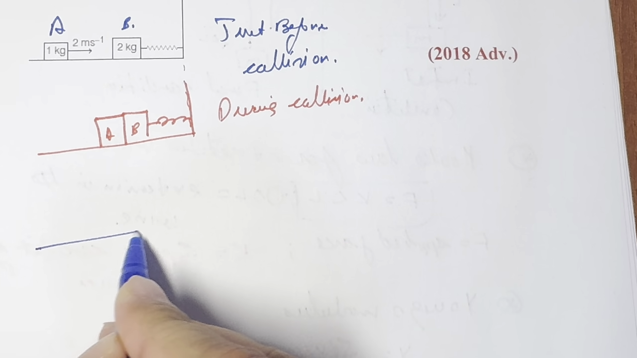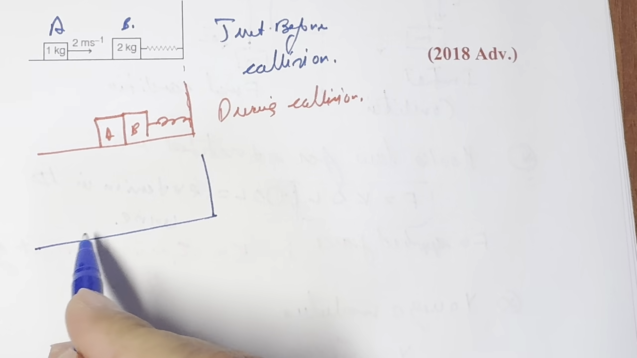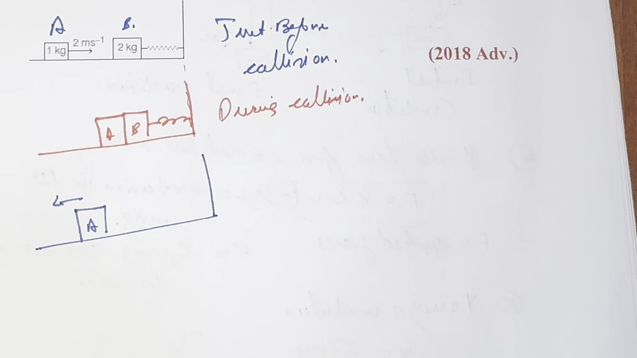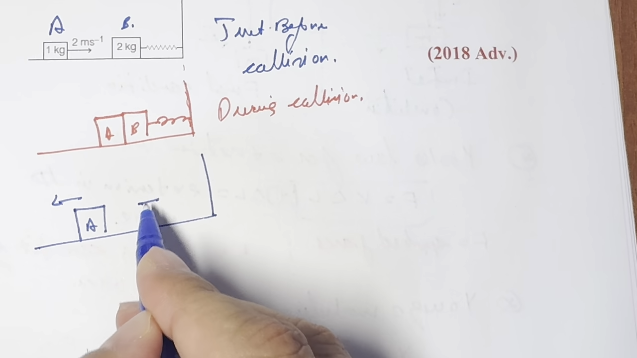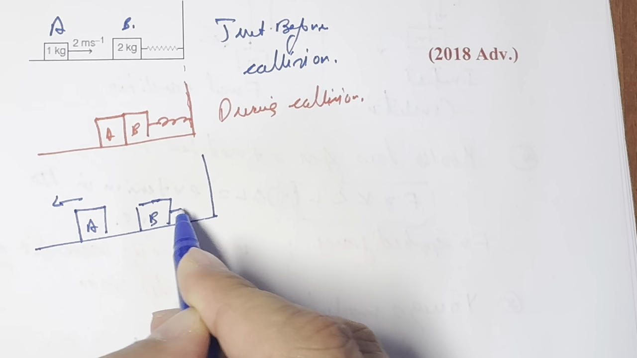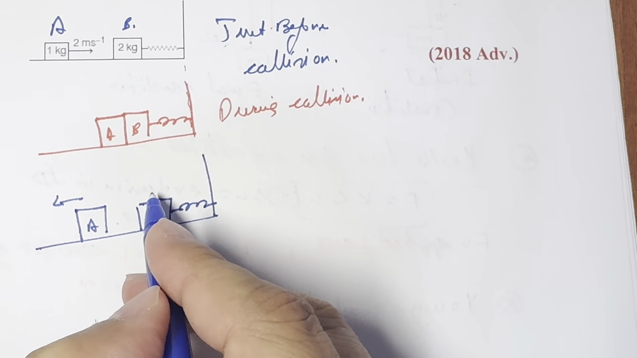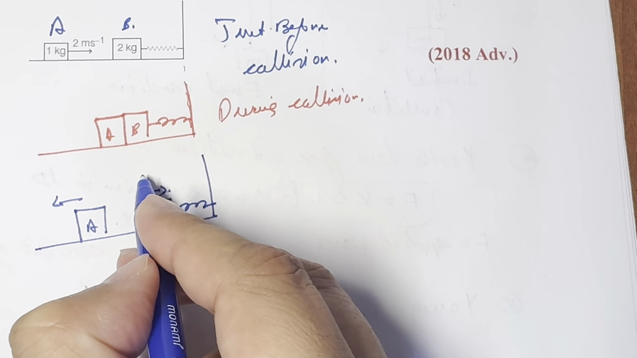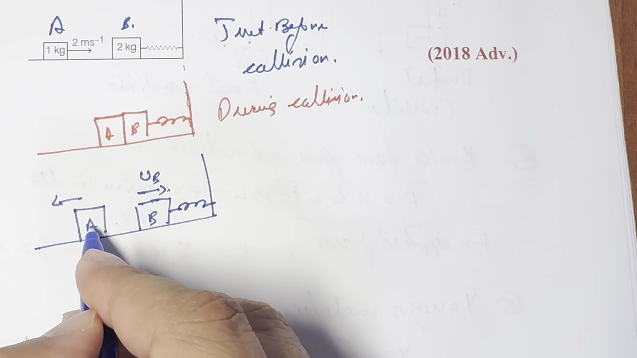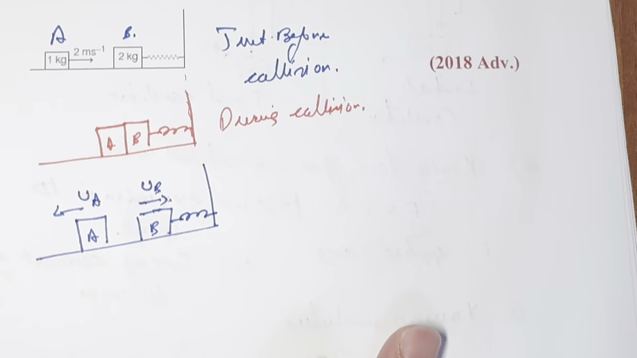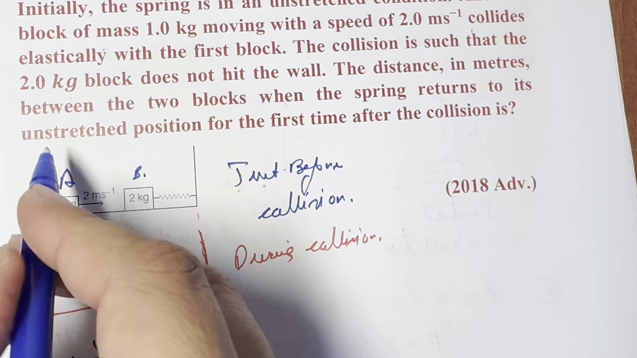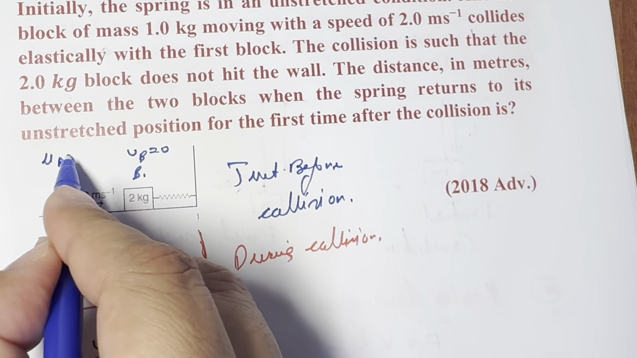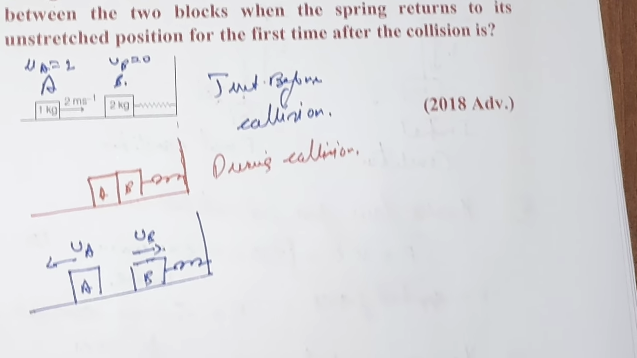So block A will move in this direction and block B will start to move towards the right. Let us assume that block B is moving with the velocity VB and block A is now moving with the velocity VA, and here the initial velocity of block A is UA and of block B is UB, which is equal to 0, and UA is given as 2 meter per second.